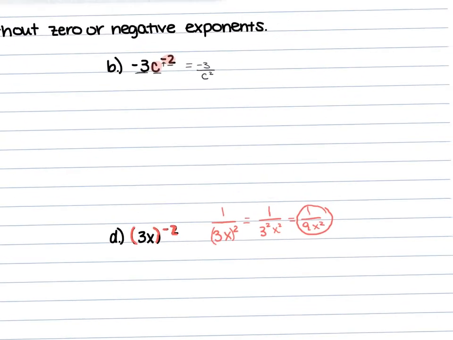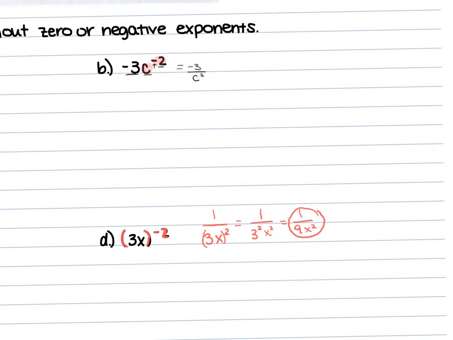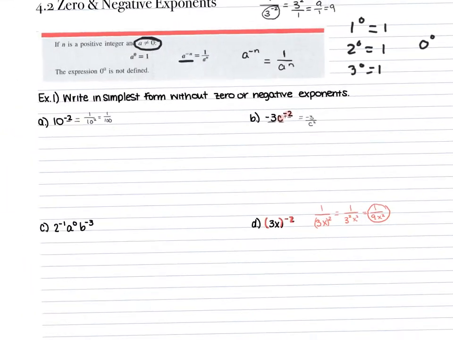So that's the difference between C and D. Again, the parentheses means that that exponent applies to every single thing that's in there. It went to the negative 3. It also went to the x. So I just moved everything into the denominator. Whereas in the first one, I only moved the c into the denominator because it was only attached to the c. All right, moving on to C.